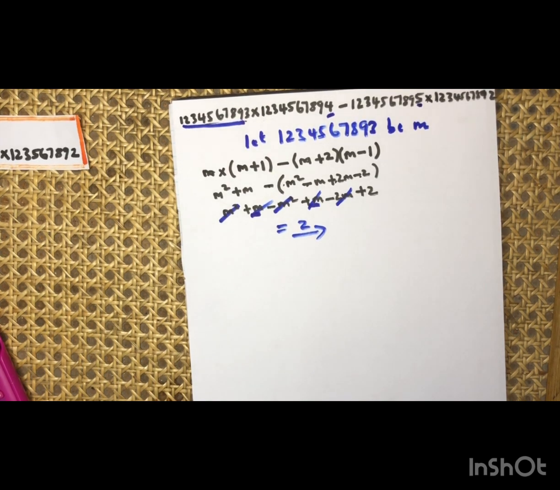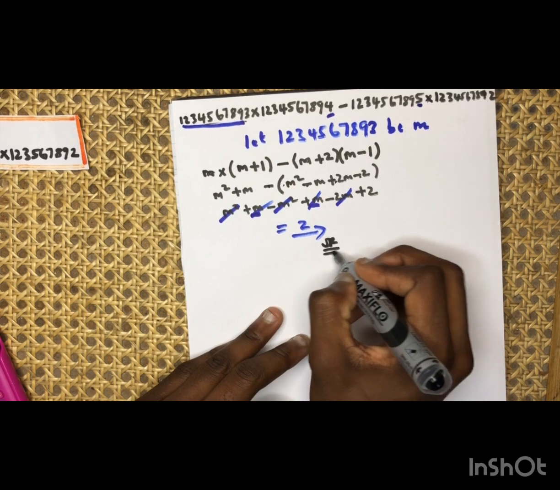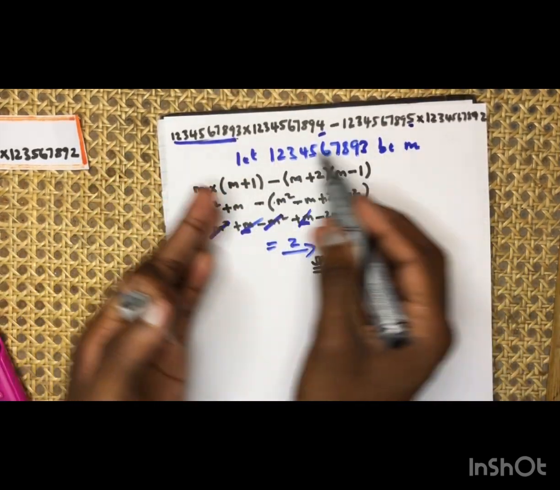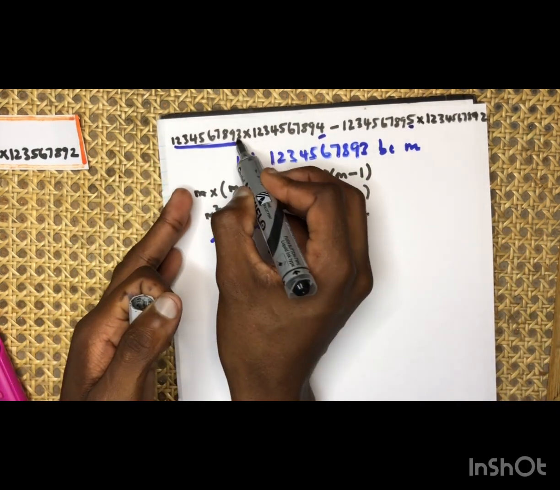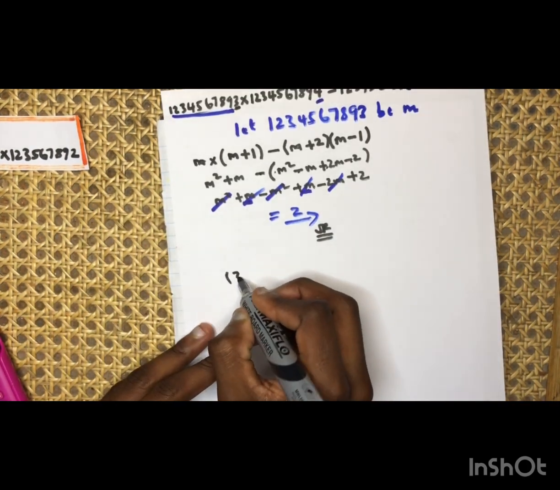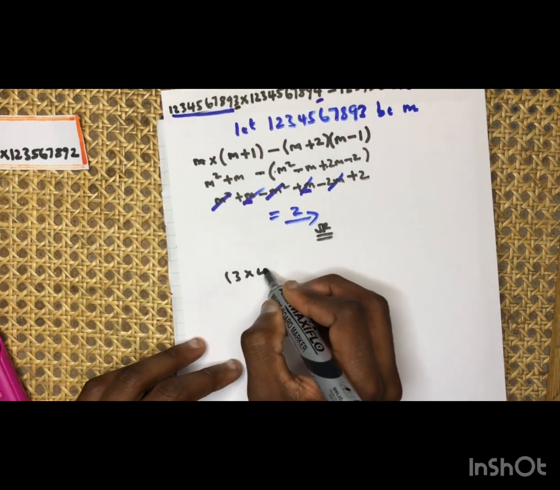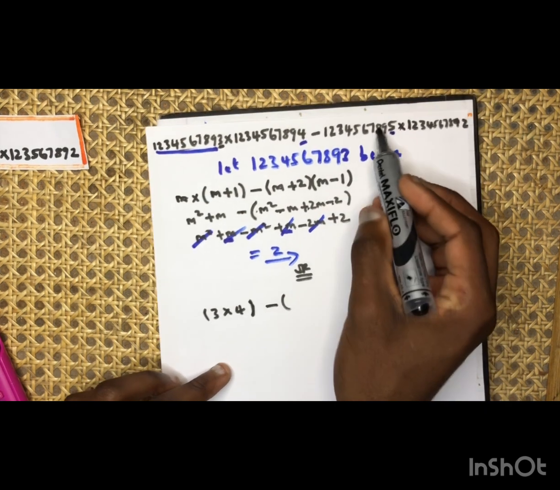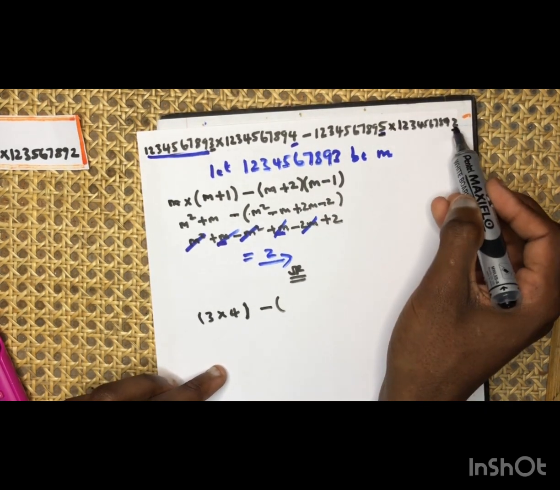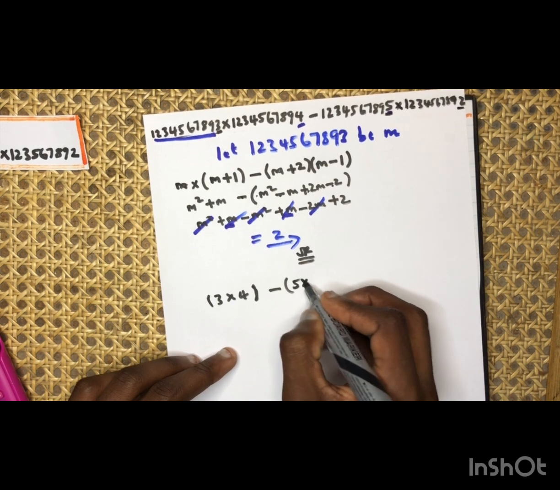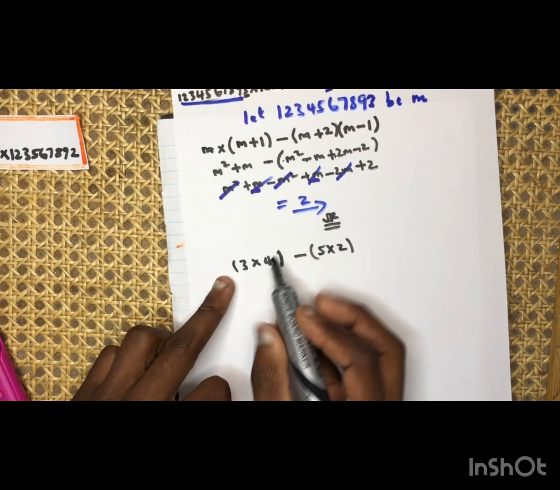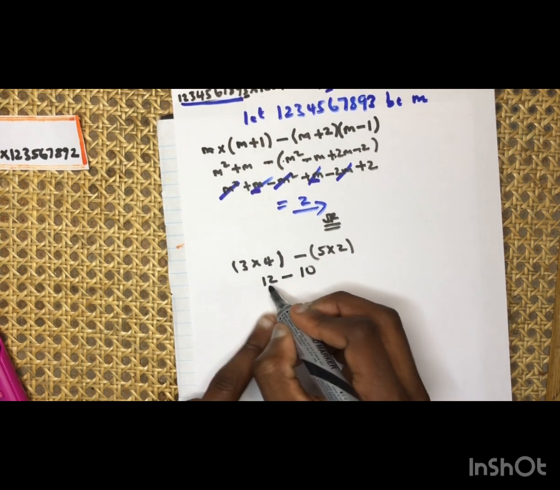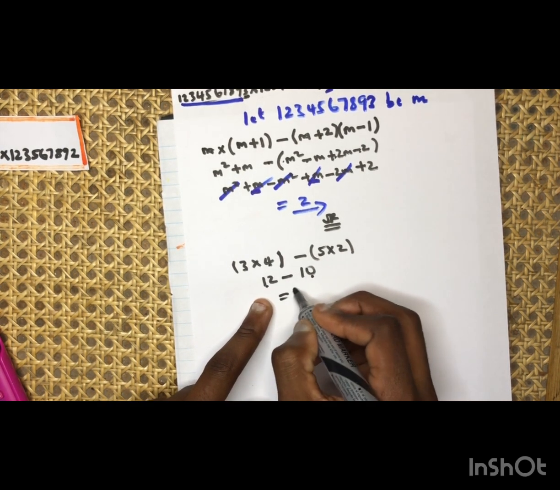Can you see, guys? We can do it another way, which I believe is easy. Can you see that the only difference within these numbers is the last digit? So here we have 3, so this is the same as 3 times 4, minus, the last digit here is 5 and the last digit here is 2, so it's the same as 5 times 2. So 3 times 4, you get 12, minus 5 times 2, you get 10. 12 minus 10, you get 2.